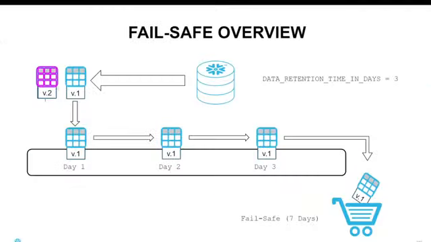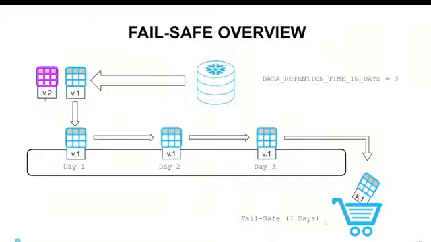Fail-safe is going to help you if you want to retain the data after the retention applied on the table is over. After 3 days, on the fourth or fifth day, if you want to access this V1 version of the data, you have to access it from the fail-safe option, which has a default of 7 days. Under fail-safe, Snowflake is going to keep your entire data set for 7 days. This is the default for all the databases and all the objects we have in Snowflake.